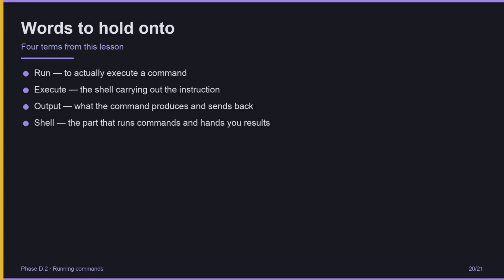Here are a few words worth holding on to. Run, to actually execute a command on your computer. Execute, the shell carrying out the instruction, doing the real work. Output, whatever the command produces and sends back to you. And shell, the part of your computer that runs commands and hands you the results. Keep these 4 close, because they describe what is happening every time you ask OpenCode to act.